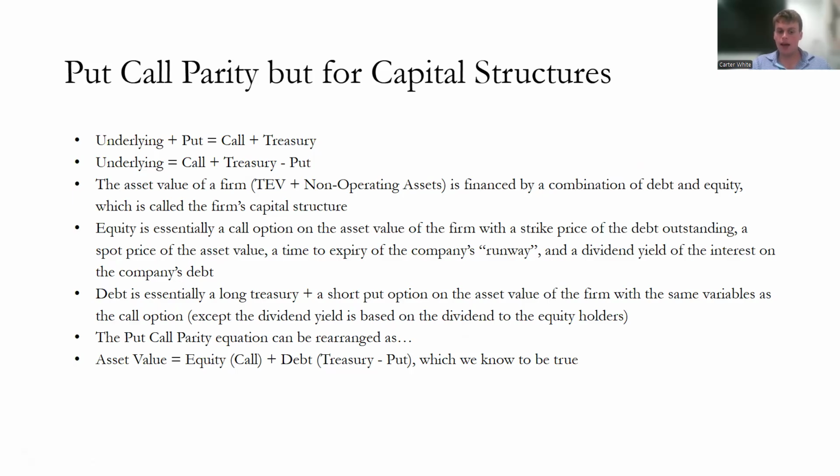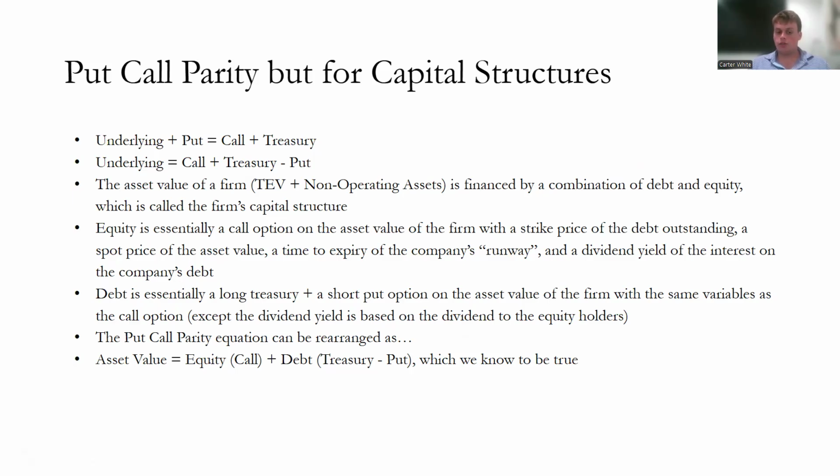And you can think of debt as a long treasury plus a short put option. Let's say that it's a $200 loan. If you buy a $200 treasury, you're going to earn the risk-free rate. Let's call that 5% of 200, so $10. And then you are going to earn a small put option premium for selling a put option, and that represents the credit spread. A loan earns a return in the risk-free rate and then the credit spread. That's the interest income that a loan earns.